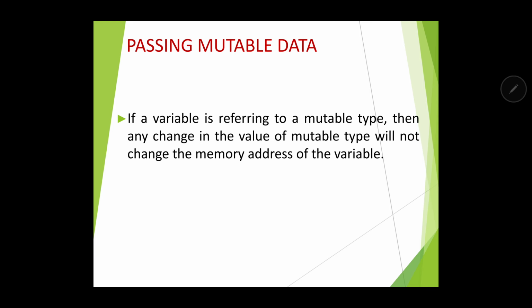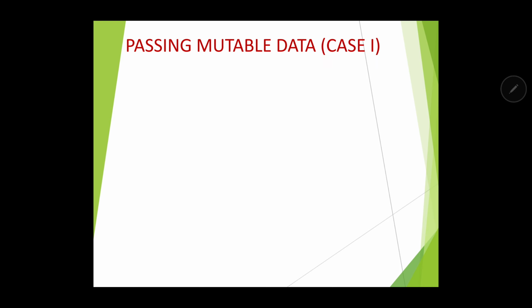So what happens in this case? If a variable is referring to a mutable type, then any change in the value of the mutable type will not change the memory address of the variable. In the previous case, the memory address was changing because we had passed an immutable data type. But in this case, the memory address will not change because we have passed a mutable data type. So let's try to understand it with the help of code.